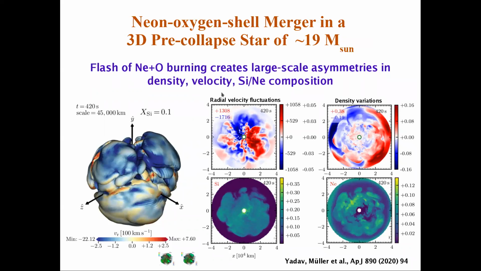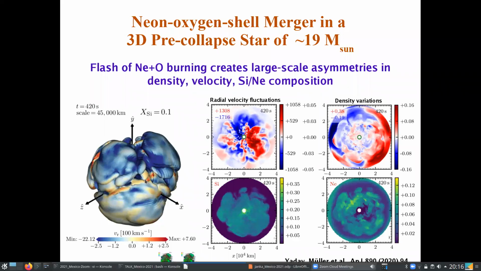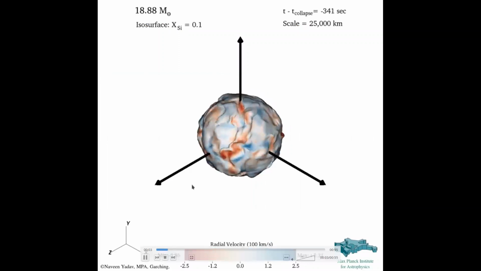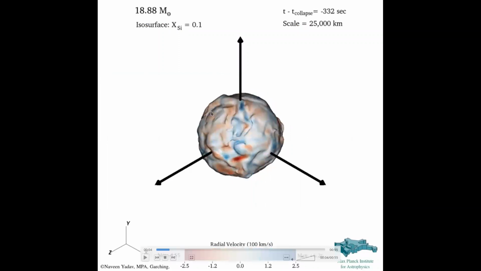And we have, in this case, an oxygen neon shell merger prior to core collapse. In this case, we went back 7 minutes and again simulated this star before it started to collapse. And I show you a movie here. The movie actually shows now a surface with a constant silicon fraction. So silicon is the burning product of oxygen. So what you see here is this product of oxygen burning with a constant mass fraction.